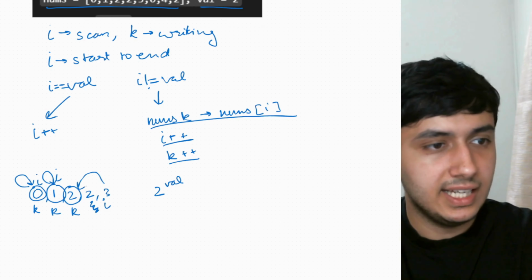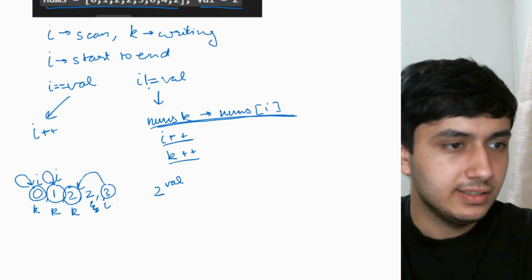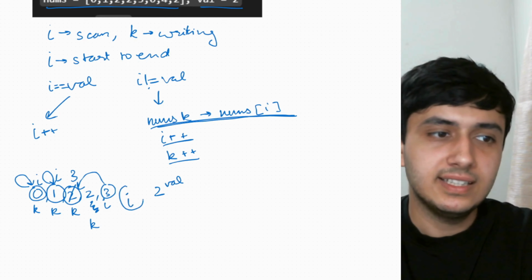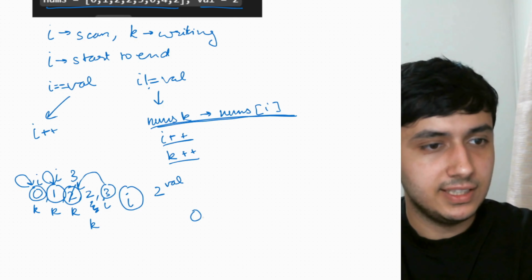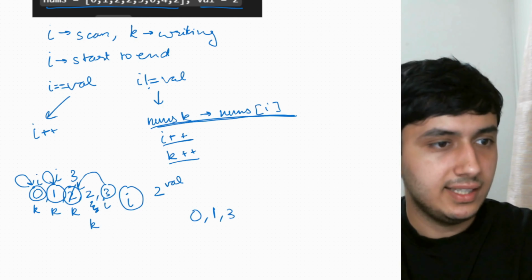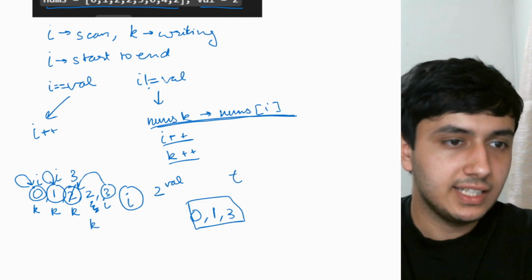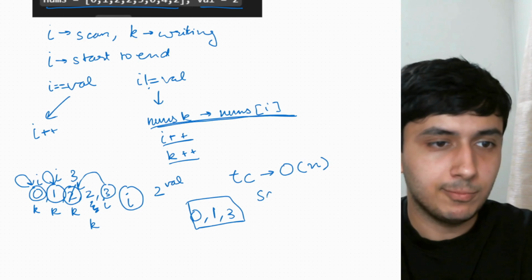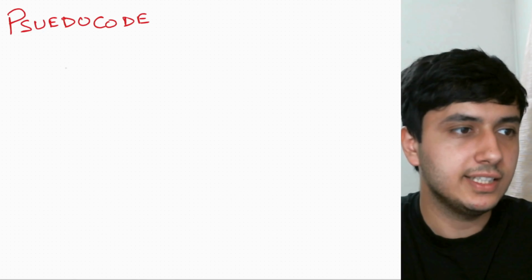Now, since nums[i] is not equal to val, we replace nums[k] with nums[i]. So this now becomes 3. And we move k one step forward and i also one step forward. Since i has reached the end, this will end the loop and we'll have 0, 1 and 3, which is the correct answer. The time complexity for this will be O(n) and space complexity will be O(1).